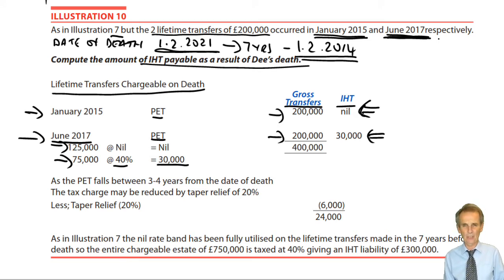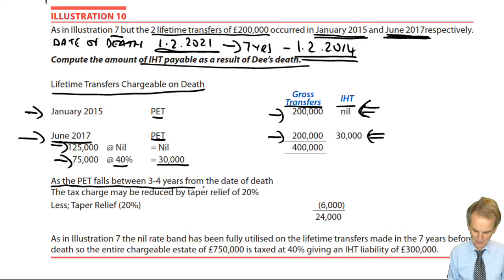But is it more than 3 years from the date of the death of the taxpayer? Well, June 17, start to count forward year by year. Still alive at June 18, 1 year. June 19, June 20, that therefore is 3 years. June 21, no. Died in February 21, didn't make it to June 21, therefore has survived for between 3 to 4 years from the date of the transfer to the date of death.